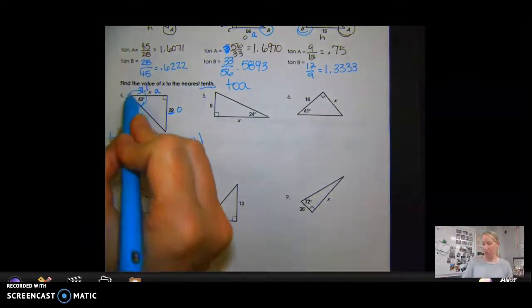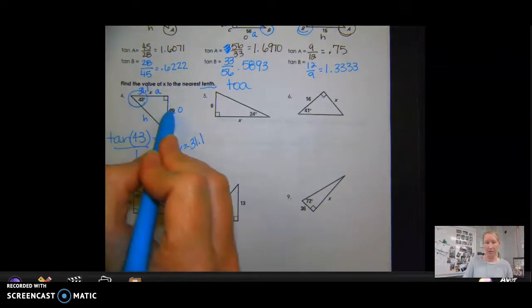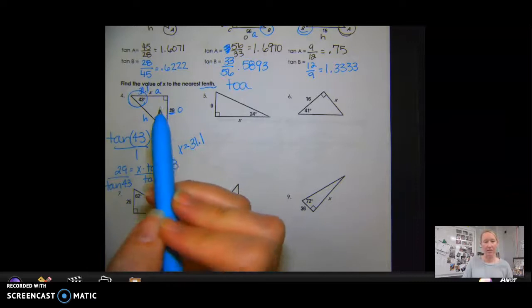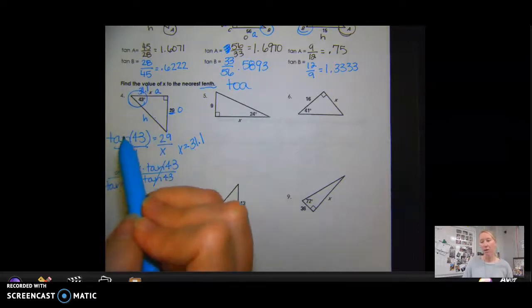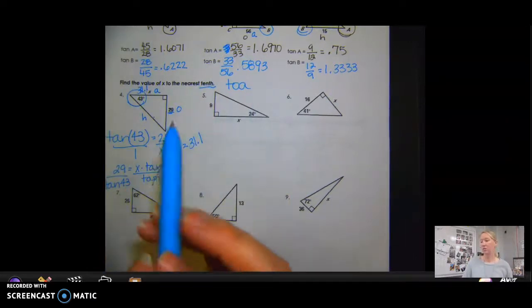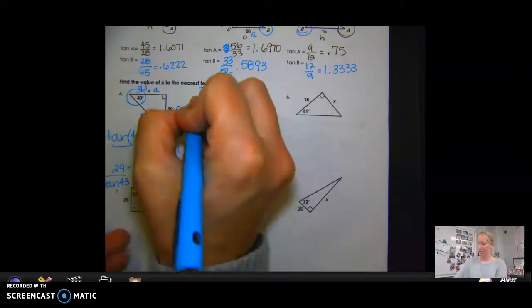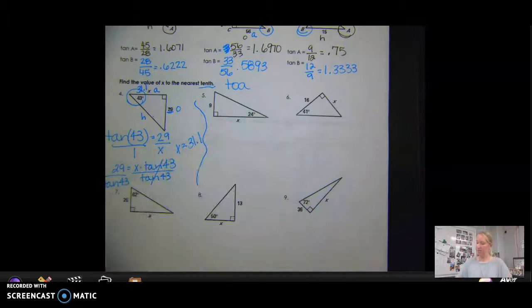Now, if I then wanted you to find this length, you have 2 side lengths, so you could use Pythagorean theorem, a squared plus b squared equals c squared, to find that third side length. Or, once we learn all the trig ratios, you could use a different trig ratio to find this h. It wouldn't matter. Let's try number 5.